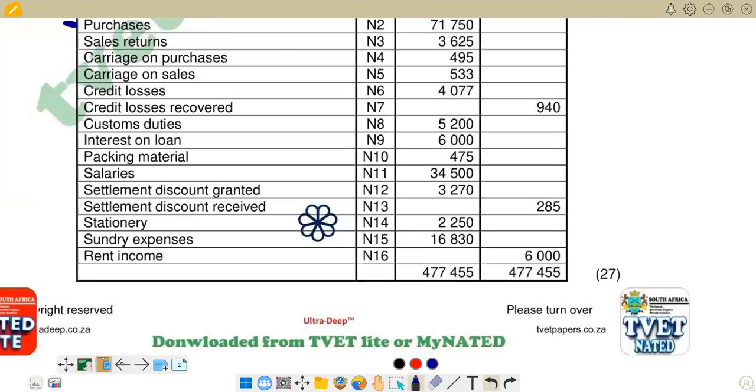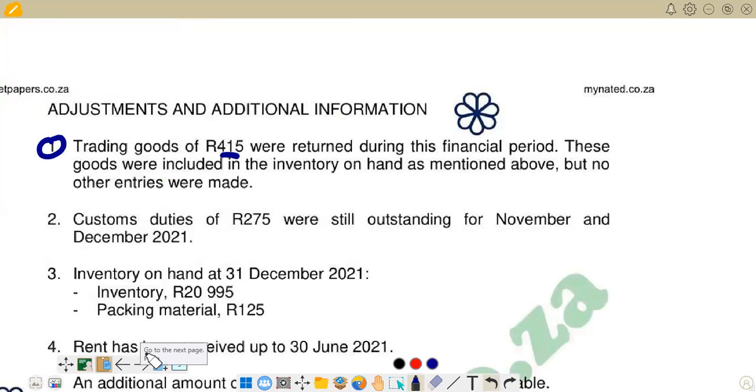We come here, we see that we have got custom duties, 5,200 there. And then we check again if we have got anything to do with carriage on purchases. We have carriage on purchases again there, 495. So we're going to put carriage on purchases 495, then customs duties, we've got 5,200. But you can also check the additional information for any adjustments that are affecting these figures.